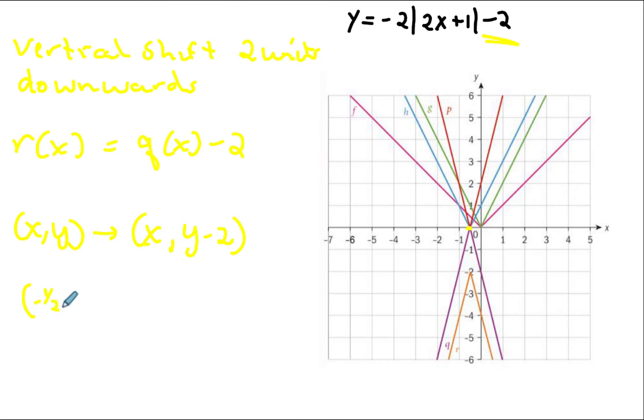As you can see, the purple graph has now been moved straight down to this yellow-orange graph, and that would be my transformation and my final answer to the graph of this function.